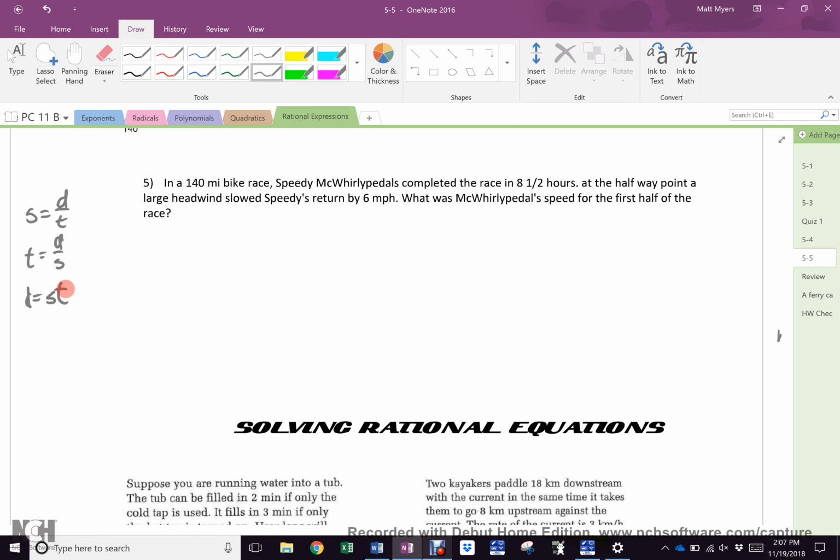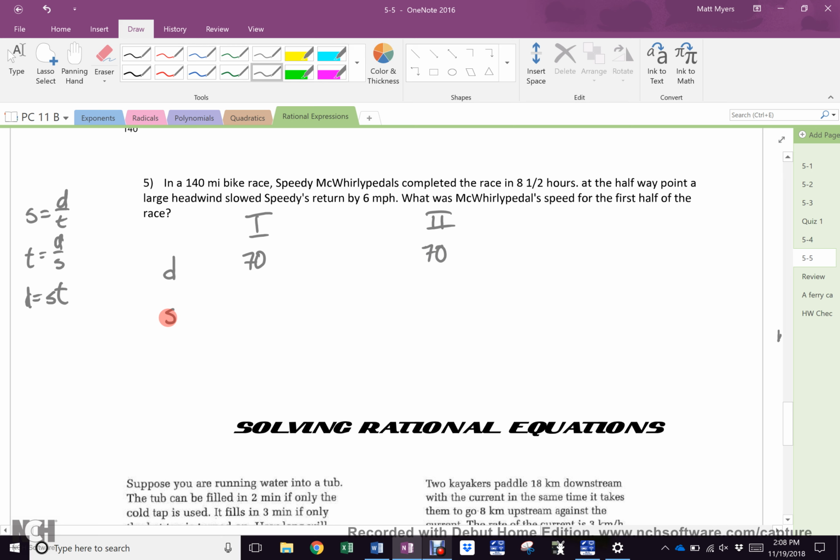It's a 140-mile bike race that's been split into what? Read the whole question. Half. Right? So I have two parts of this race, don't I? I have part 1. I have part 1 and I have part 2, correct? Do I have a distance in part 1? How far is it? 140? Nope. The whole race is 140. So it's 70. Do I have a distance in part 2? Yes or no? What is it? 70. Awesome.